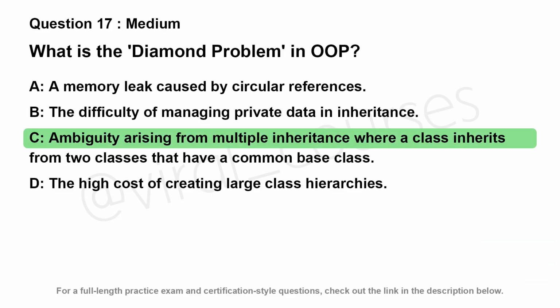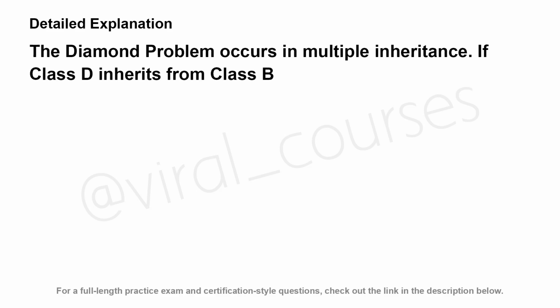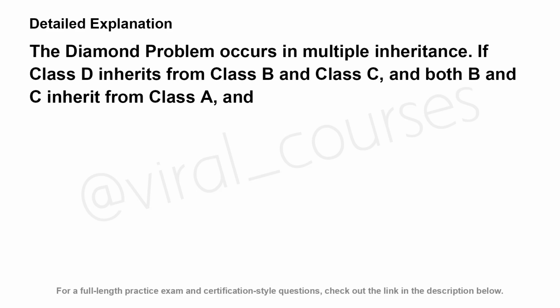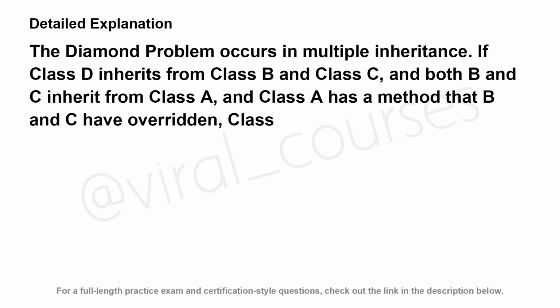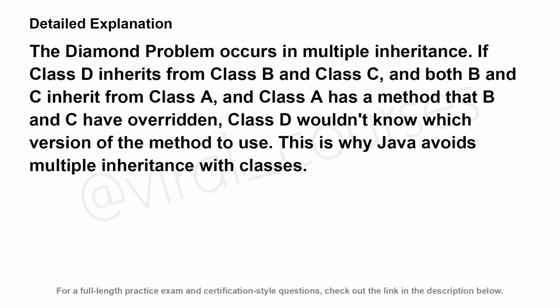The correct answer is C. The diamond problem occurs in multiple inheritance. If class D inherits from class B and class C, and both B and C inherit from class A, and class A has a method that B and C have overridden, class D wouldn't know which version of the method to use. This is why Java avoids multiple inheritance with classes.